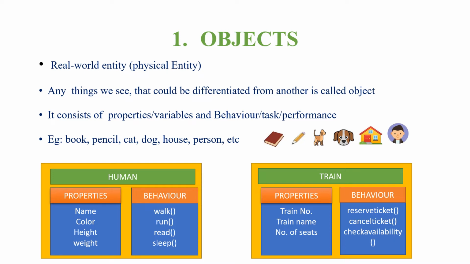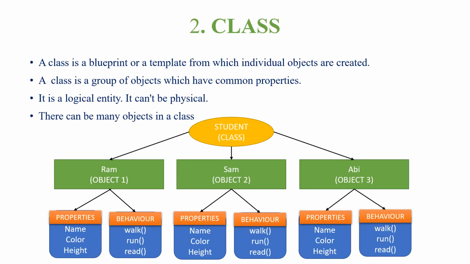Another example here is a train. The properties of the train are train number, train name, number of seats, etc. And the behavior of the train is to reserve ticket, to cancel ticket, to check availability, etc. So any object will have some properties and behavior. And these properties are nothing but the features and the behavior is nothing but the performance. Hope this is clear. Next is class.